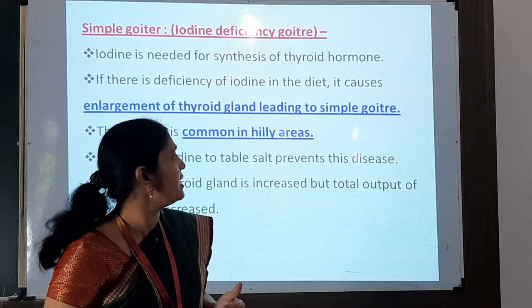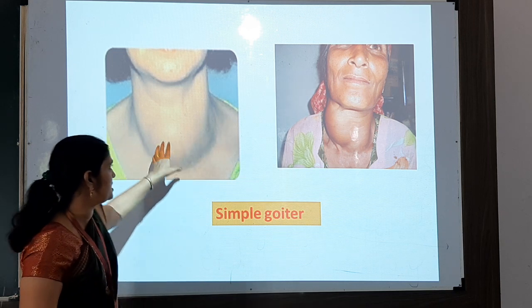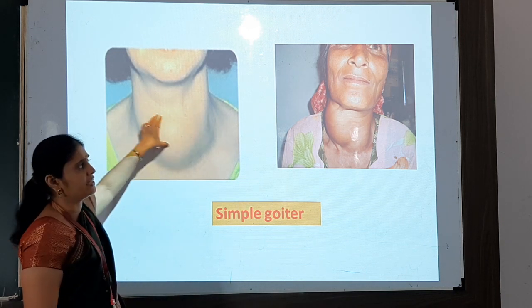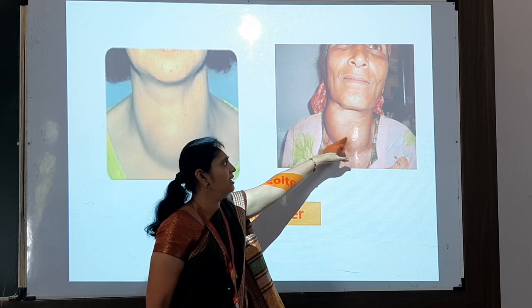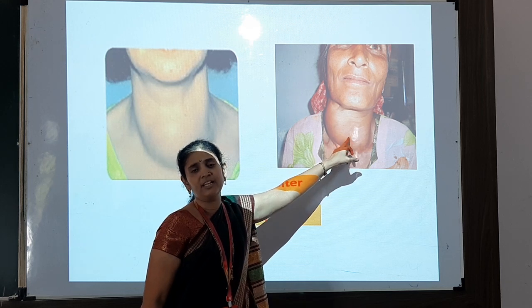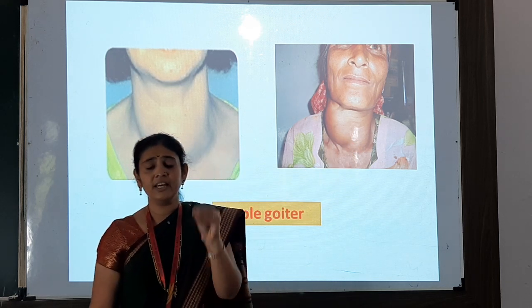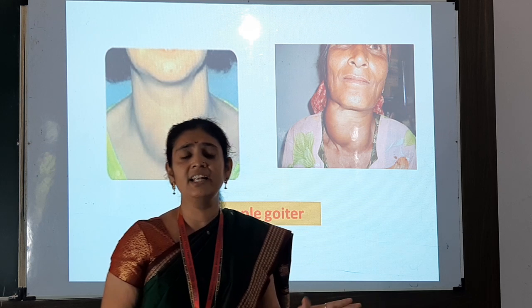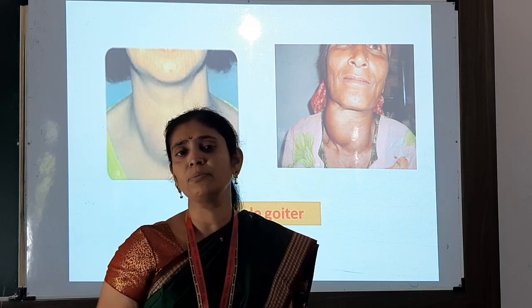So here you can see, here is the formation of simple goiter. Here also you can see the enlargement of thyroid gland. But there is only enlargement of thyroid gland. There is no hypersecretion of thyroxine.